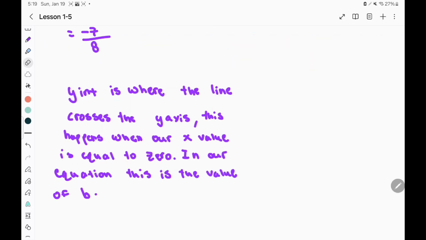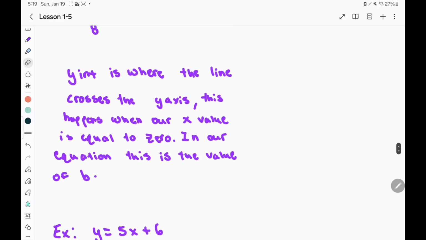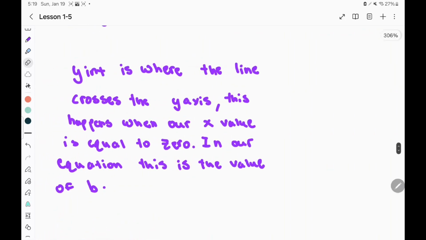Like I previously said in our equation, y equals mx plus b, it's really nice that we can just automatically read off what the y-intercept is. But conceptually, remember that the y-intercept is where the line crosses the y-axis. This happens when our x value is equal to 0. Remember that the y-axis is going vertically, so our x value will be 0 on that line. In our equation of y equals mx plus b, it is the value that is b.